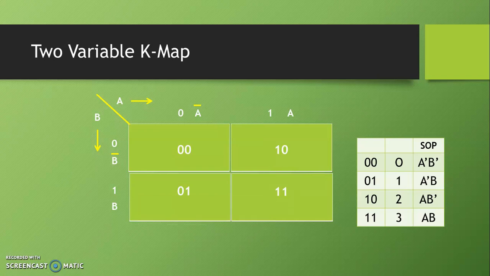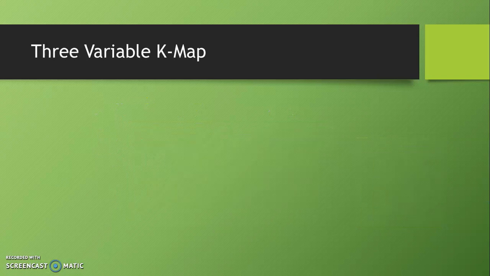So now if we write the equivalent decimal number, then we know that 0, 0 is 0, 0, 1 is 1, 1, 0 is 2, and 1, 1 is 3. So we have to remember this also, how to construct a K-map for 2 variables. Then very easily we can construct and we can write the minterms of the given Boolean function. Now let us construct in a similar way a K-map for 3 variables.